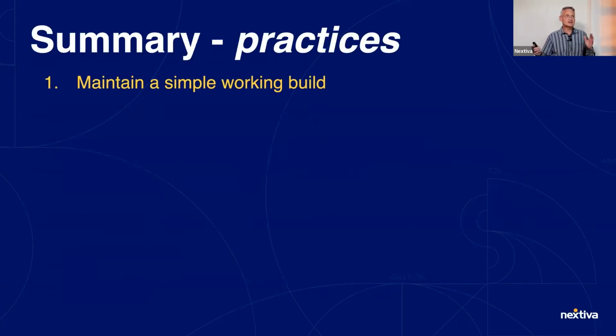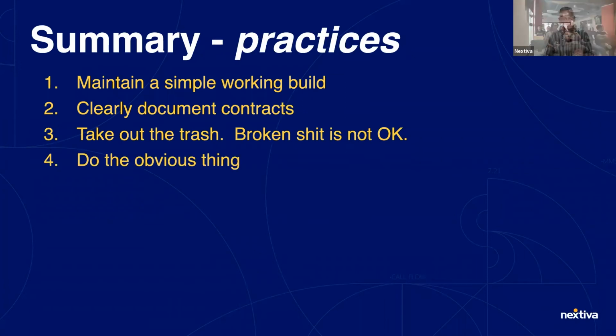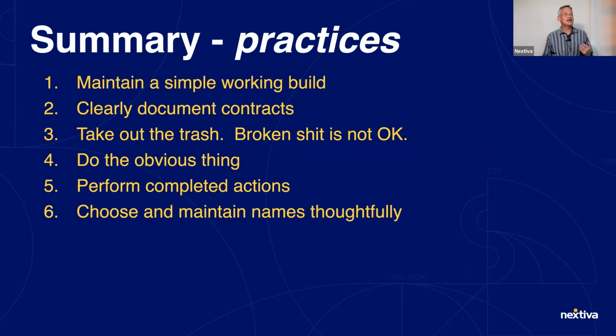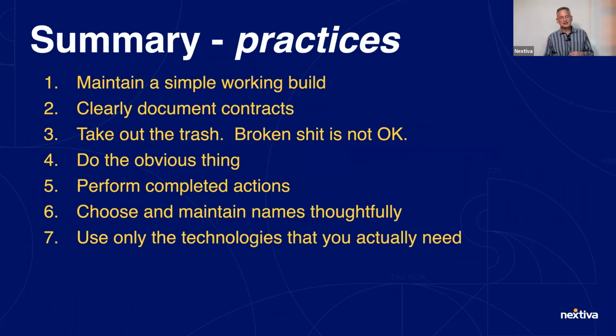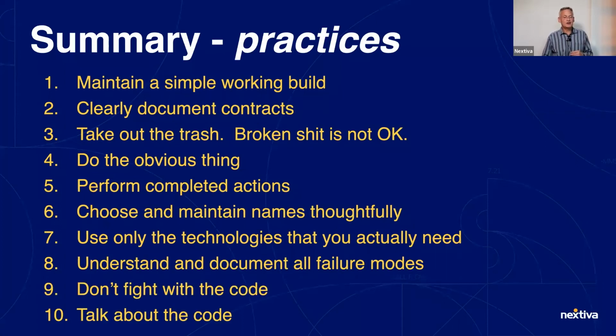If we do all these things, things are going to be good. Well, at least better. One, maintain a working build, clearly document contracts, take out the trash, do the obvious thing, perform completed actions, choose and maintain names thoughtfully, use only the technologies that you need, understand and document all failure modes, don't fight with the code, and talk about the code. Do all those things. And like I said, it's not a recipe. There are other things that are important too.